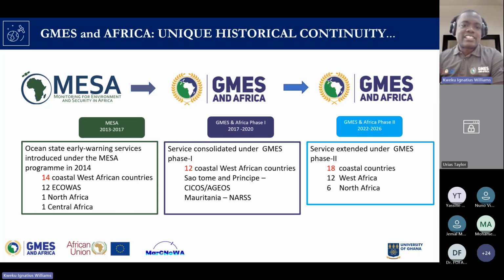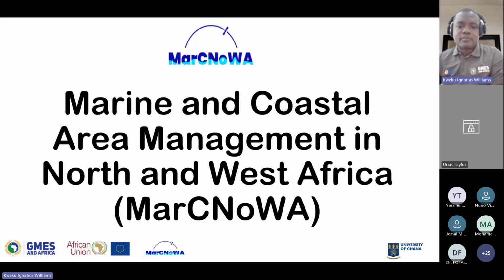GMES and Africa has evolved over time, starting from 2013 under the MESA project, evolving to the phase 1 and currently the second phase of the GMES and Africa project. This is mainly looking at 18 countries, starting off from 12, including some North African and Central African countries. Now we're looking at the full scope of West and Northern Africa.